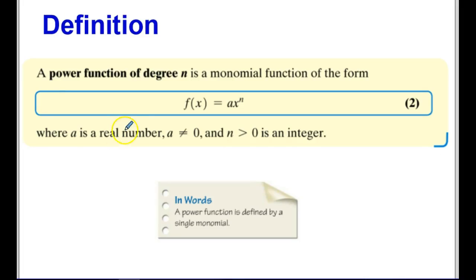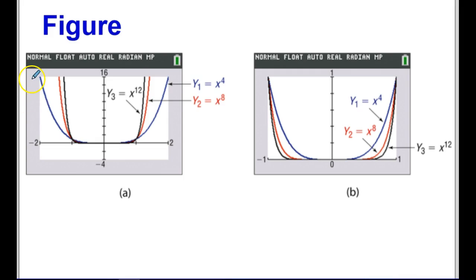Okay. So here is our next definition, that a power function of degree n is a monomial function of this form. Okay, so I like these little hints for us. In human terms, a power function is defined by a single monomial. So a power function has just one term. So let's look at these real quick and what they look like graphically. So when we have these, we can kind of see the difference.